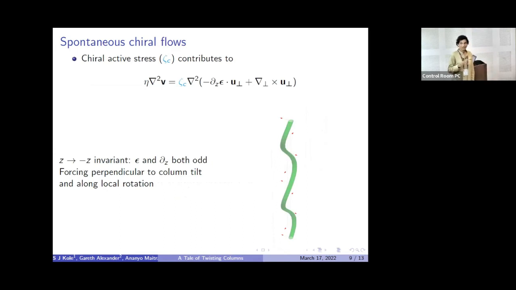If you have chirality on top of this, then you see there are these very interesting flows, which, as shown in the figure, the red arrows, you see that the velocity profile goes round and round along the z direction, in a manner of a cholesteric director field, due to the rotations in the plane and spatial variations in the tilt of the columns.